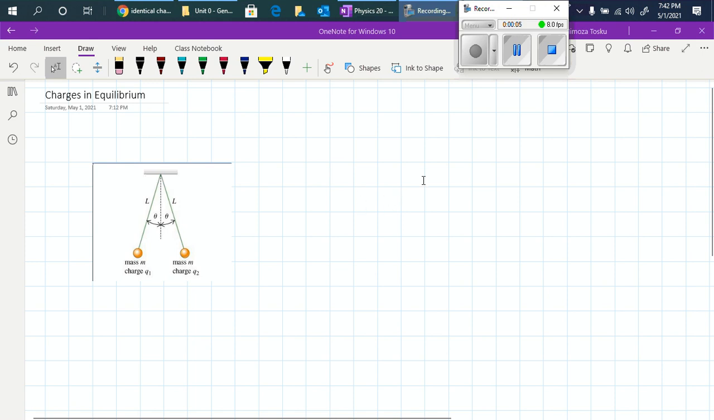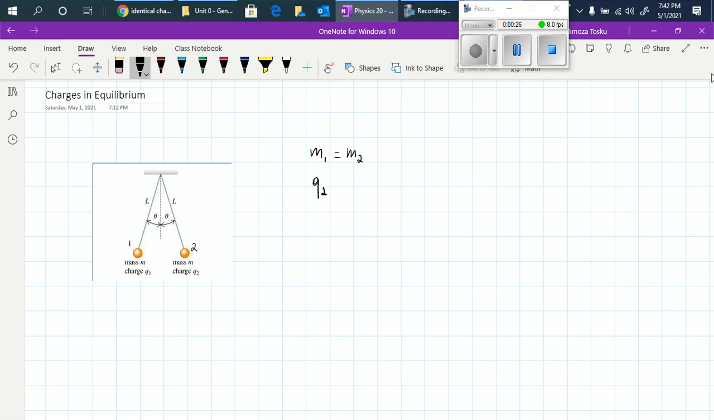So let's sit down with a question like this, in which you have two identical objects that have identical charges Q1 and Q2. So the mass of object 1, if we call this object 1 and this object 2, is the same as the mass of object 2. The charge of object 1 is the same as the charge of object 2. And then they are hung from a string with length L, each of them, from the wall.